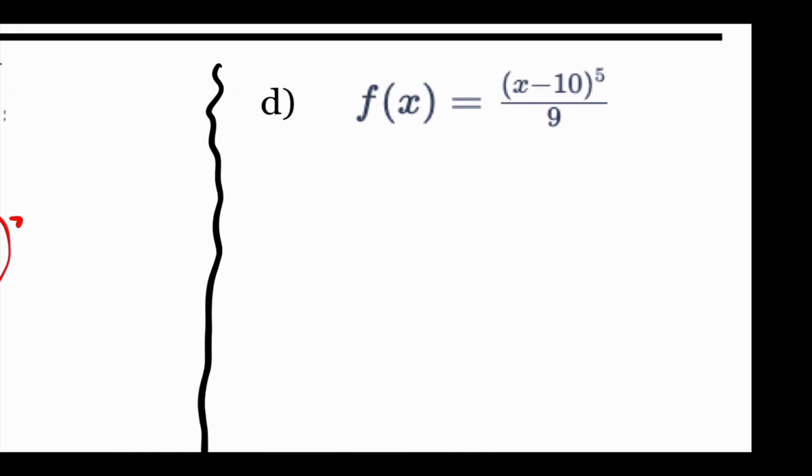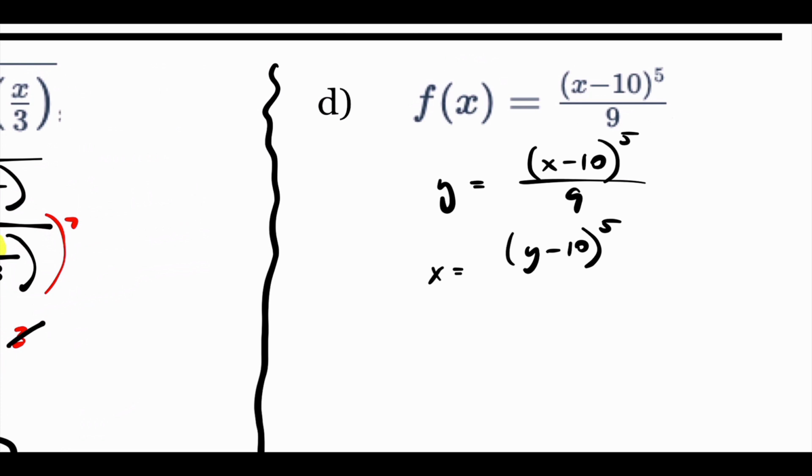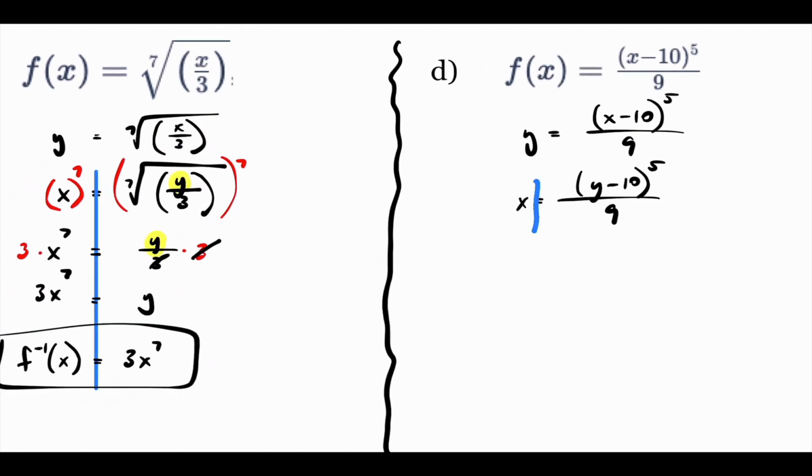All right. Letter D. Switch. Okay. Step 1 and 2 done. Step 3, solve for y. So y, again, is stuck in there. So I have to slowly unwrap it. Y is in here.